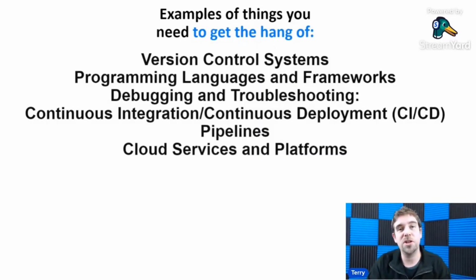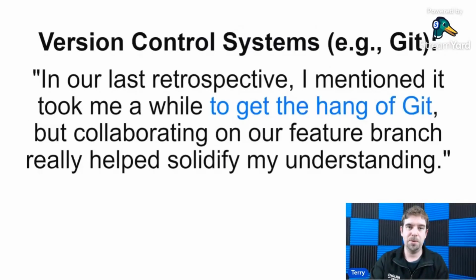So, examples of things you need to get the hang of working in software engineering. As somebody who doesn't work in software engineering, I'm just a teacher, but I'm trying to help you guys. All right. So, version control systems, you need to get the hang of programming languages and frameworks. One really interesting verb in English is pivot. Pivot, where it talks about how a lot of software engineers need to pivot where you start a new job and you start a completely new programming language and framework, and you need to quickly get the hang of a new framework, right? Get the hang of debugging, troubleshooting, CI/CD pipelines, cloud services, and platforms. So let's see some examples.